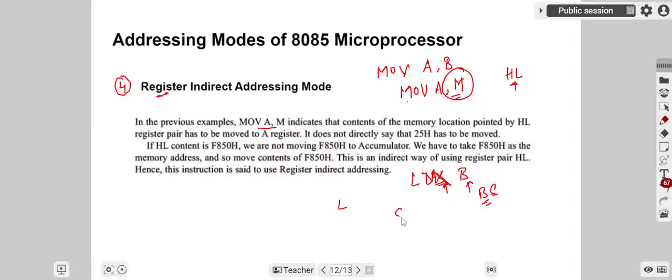For example, STAX D, move the contents of the accumulator into the memory location specified by DE register pair. So this kind of instruction is also under register indirect addressing mode.